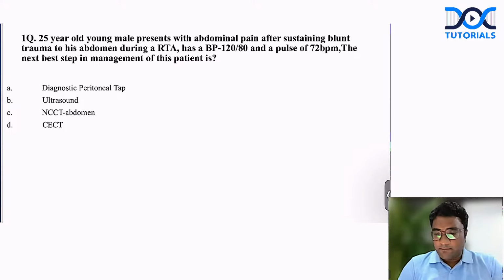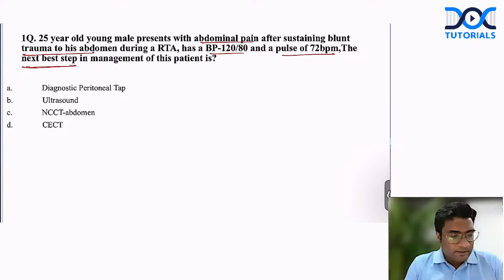A 25-year-old young male presents with abdominal pain after sustaining blunt trauma abdomen during an RTA. He has a blood pressure of 120/80 and a pulse of 72 beats per minute. The next best step in management of this patient is, can you tell me? An abdominal trauma patient coming to you with blunt trauma abdomen, BP is stable, pulse rate is stable. What is the next best step in the management?